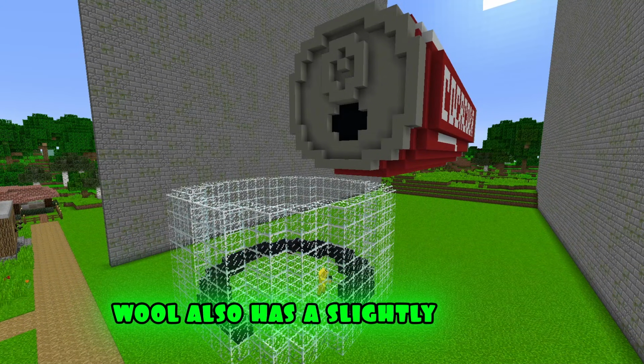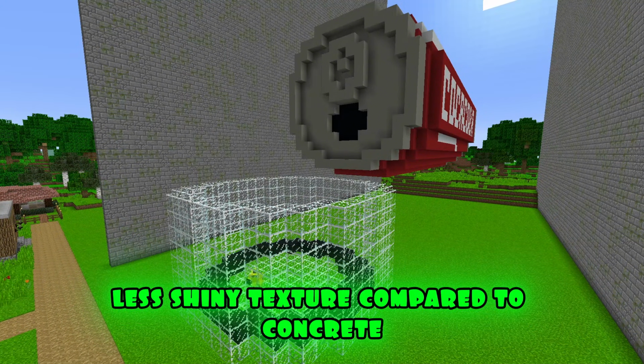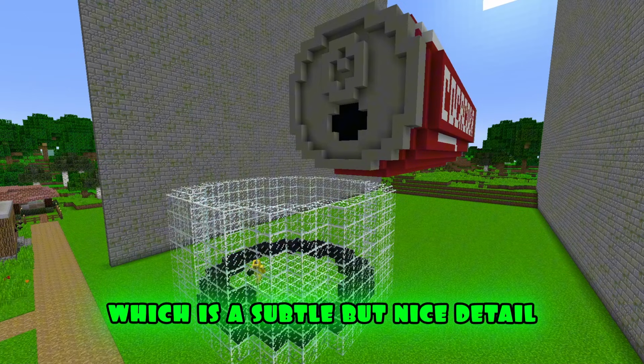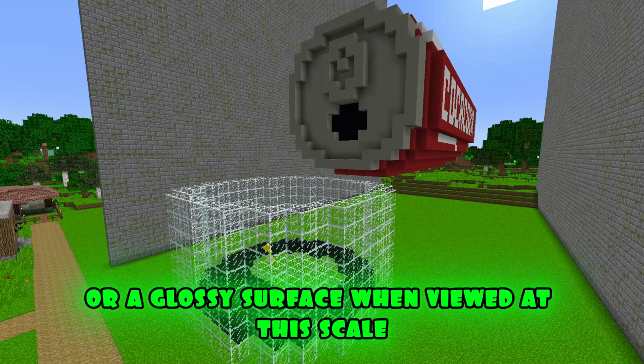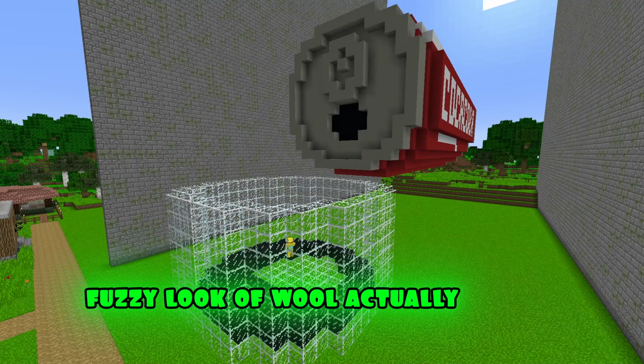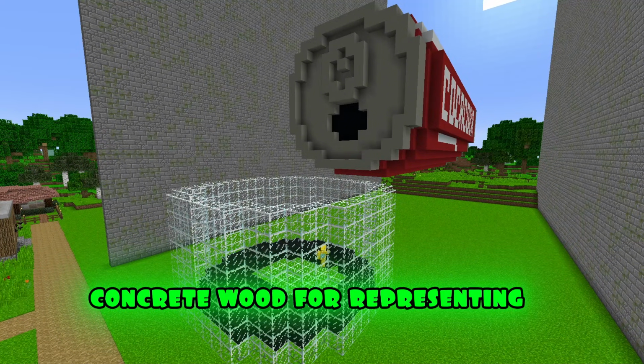Wool also has a slightly softer, less shiny texture compared to concrete, which is a subtle but nice detail. Liquid does not have hard, sharp edges or a glossy surface when viewed at this scale, so the matte, fuzzy look of wool actually works better than smooth concrete would for representing a drink.